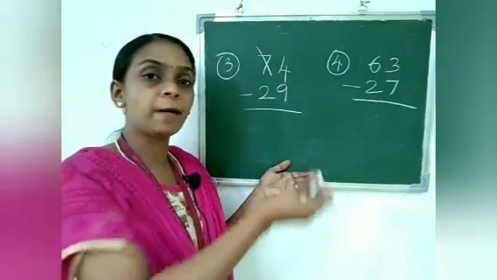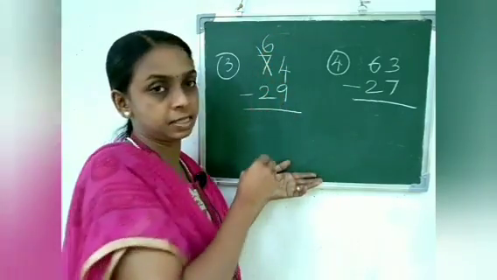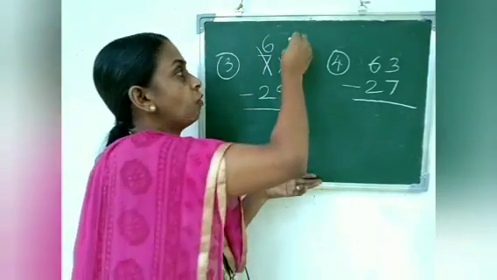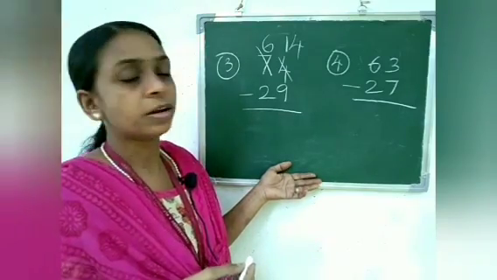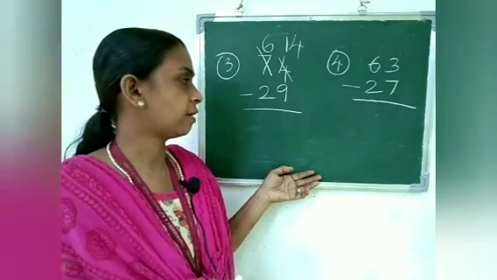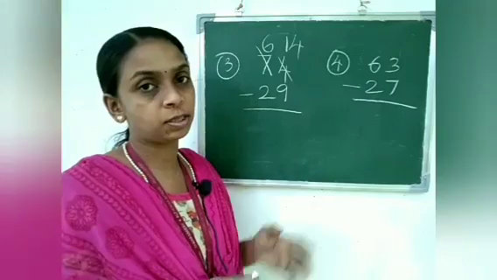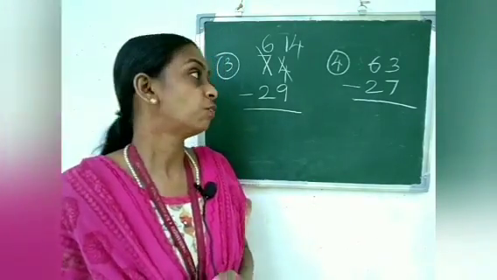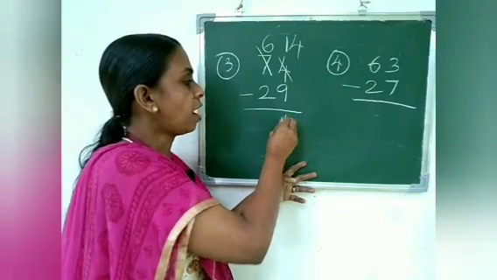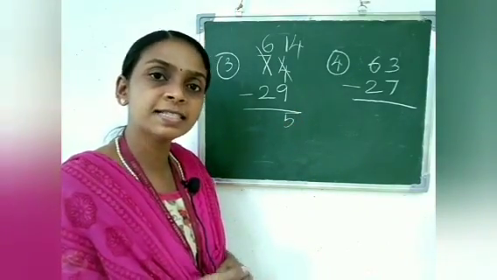Then 7 will become 6. And 4 will become 14. So now we are able to subtract 9 from 14. So what is 14 minus 9? 14 minus 9 is 5.